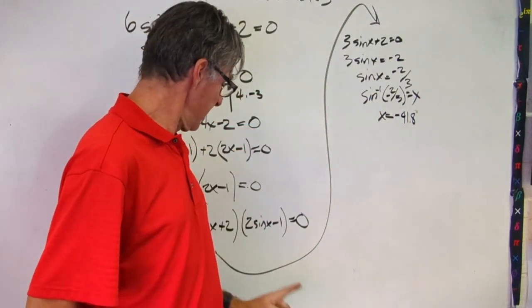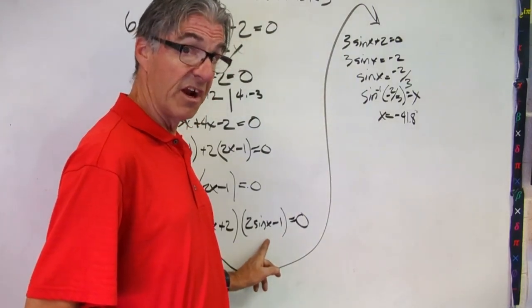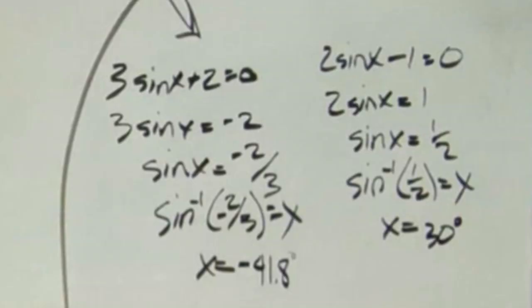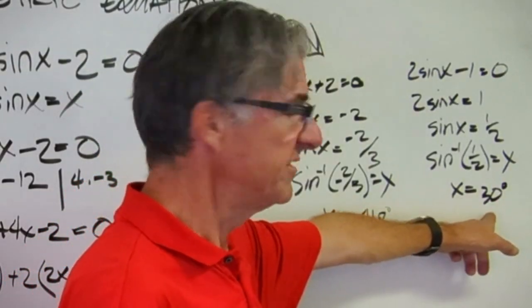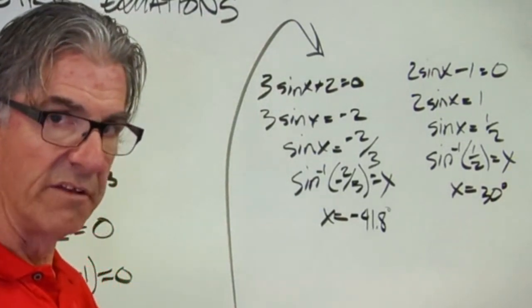Now we have to go back and solve this other one and see what we get there. So this one is 2 sine x minus 1 equals 0. So add 1 to both sides. 2 sine x equals 1. Divide by 2. Sine x equals 1/2. Take the inverse. Sine inverse of 1/2 equals x. X equals, go ahead and get out your calculator. So now, in this case, we get x is 30 degrees. Okay, we're not quite done.